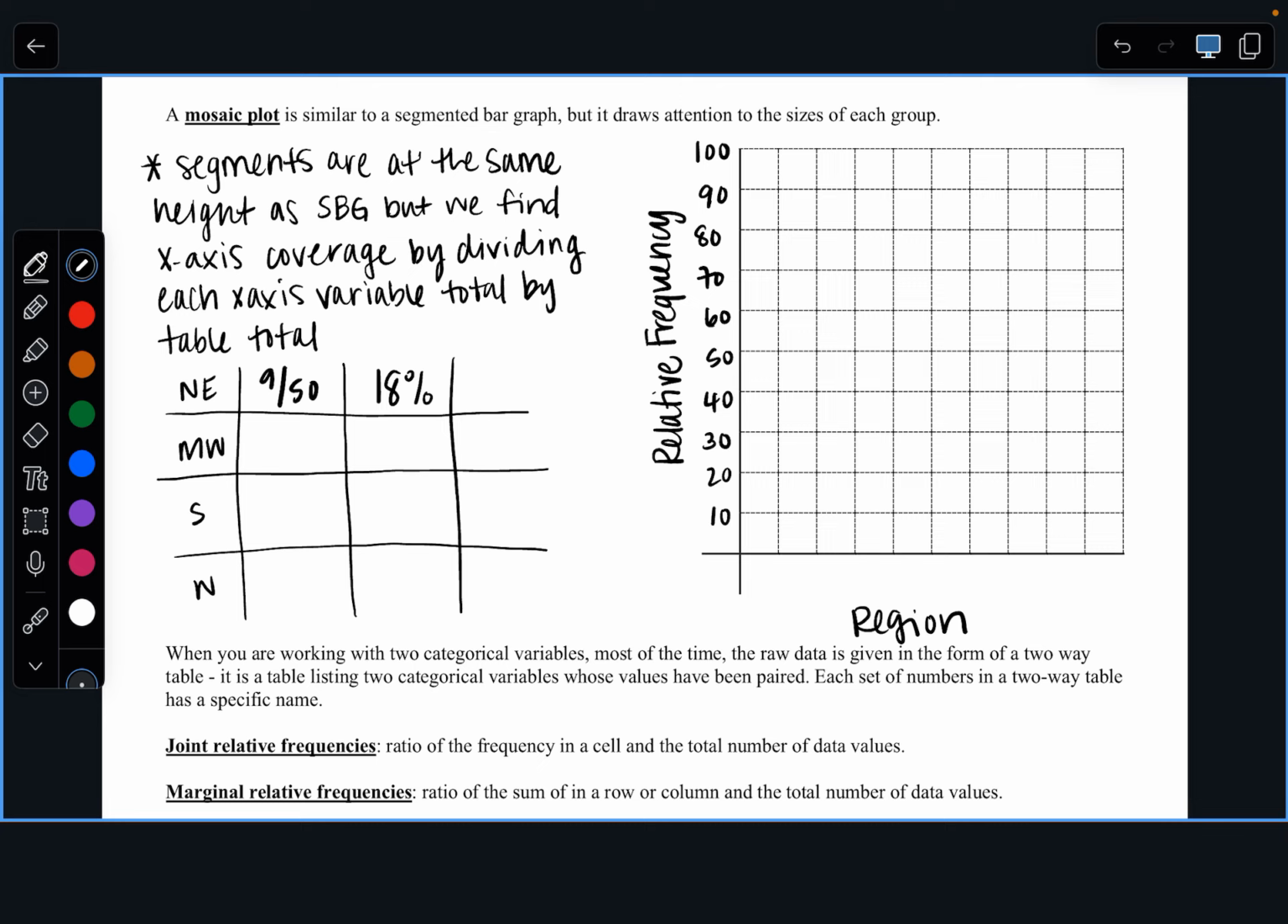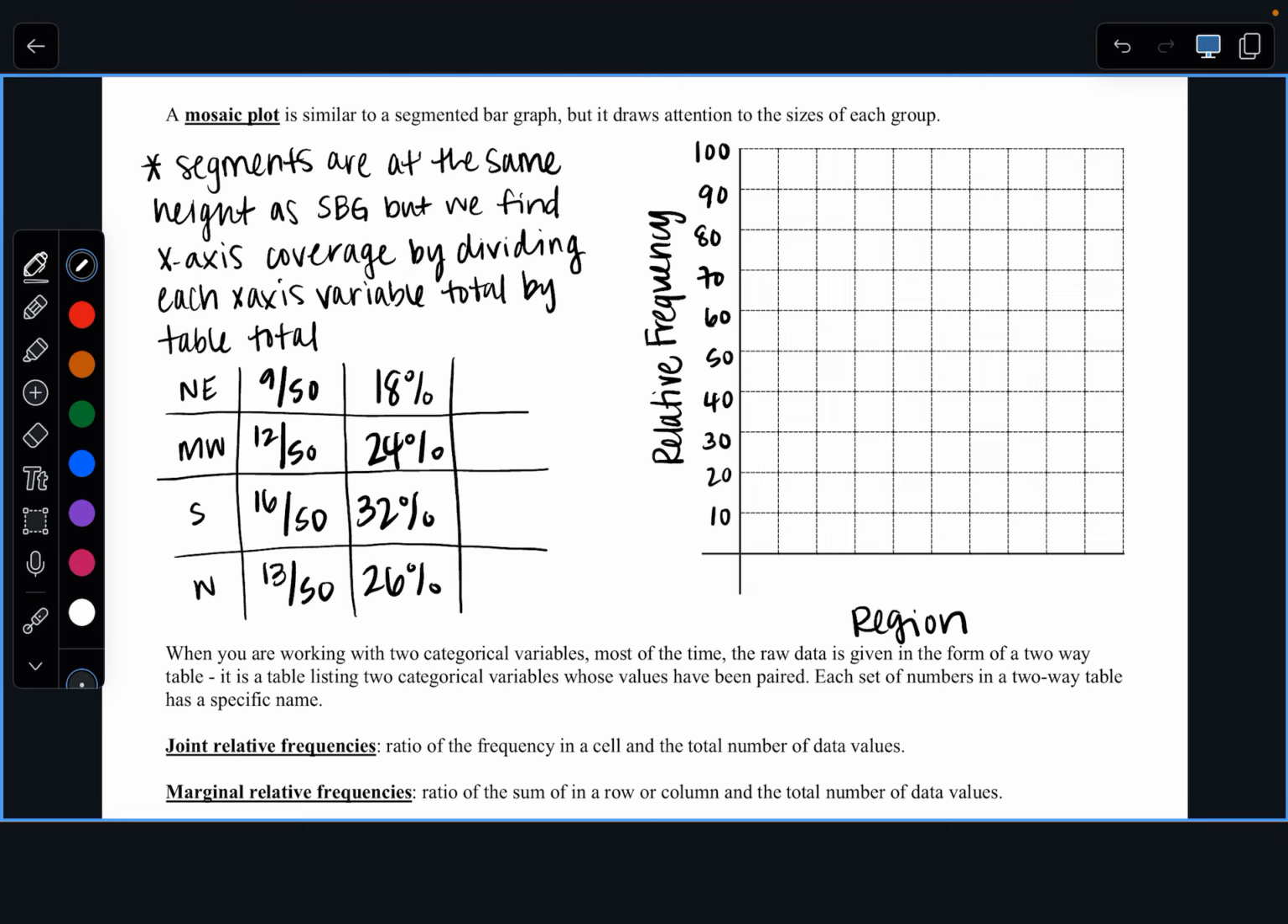So I go down the list and find all of the counts. The Midwest was 12 out of 50, which is 24%. The South was 16 states out of 50, which is 32%. And the West was 13 out of 50, which is 26%.